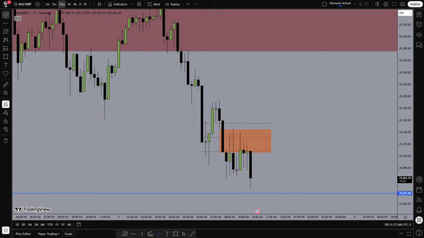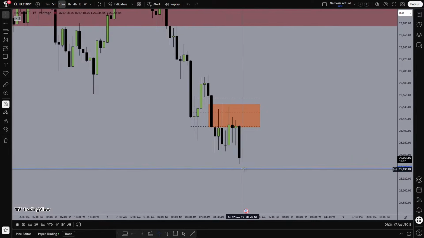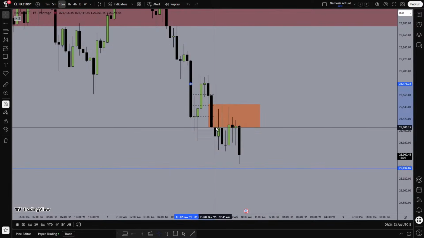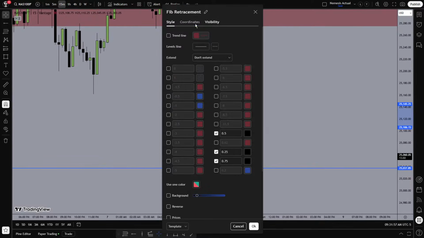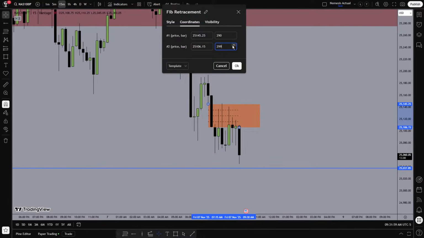We are, what is this? Yeah, 180 points on the CFD. So I want to see how we react once we hit the rejection block here. But we've traded to this SIBI back and forth, and I wouldn't want to do anything prior to 10 o'clock.